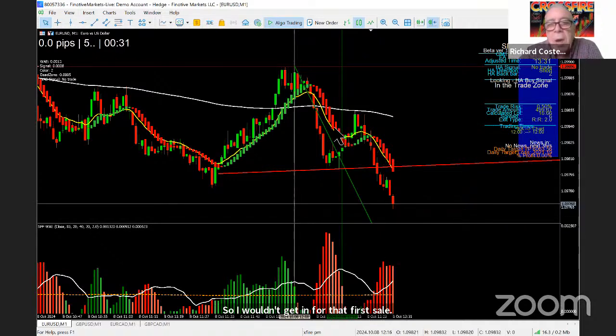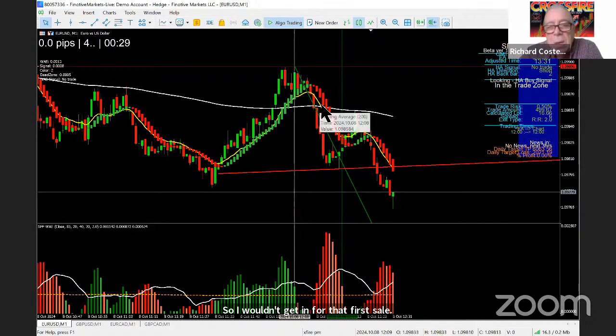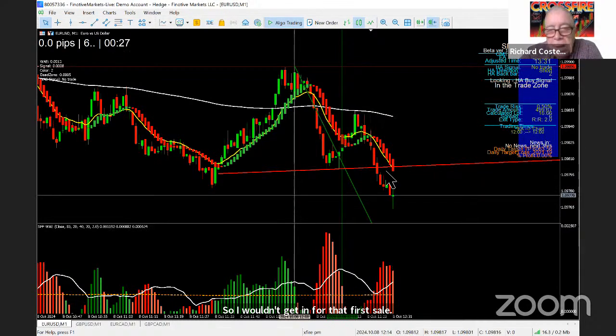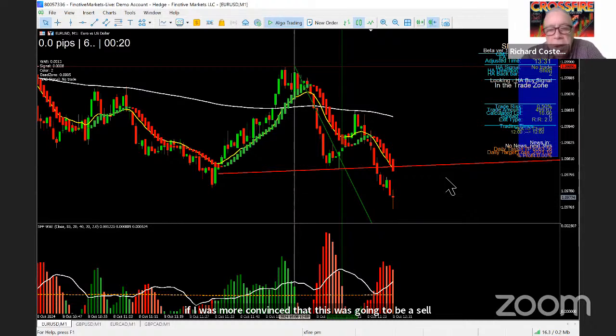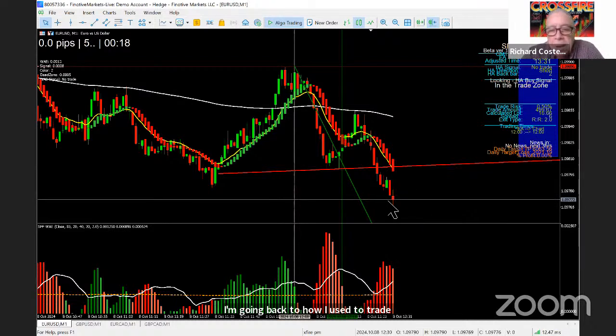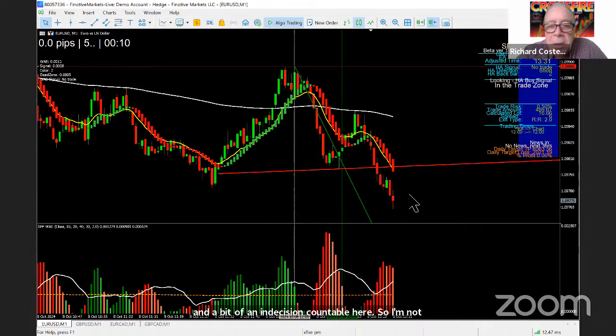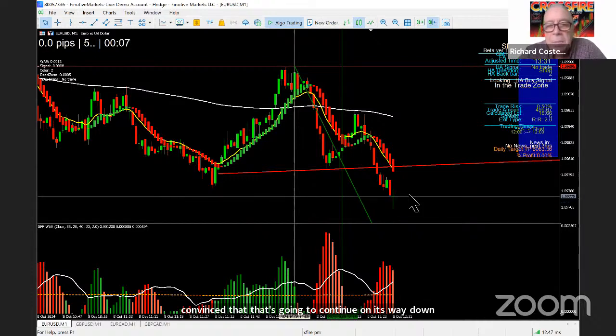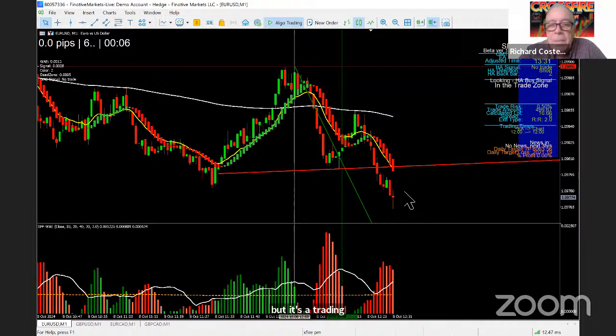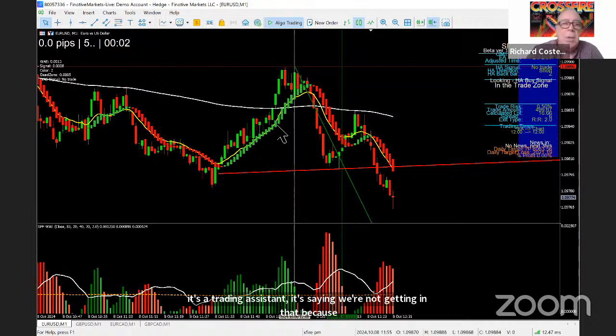I could override the crossover if I was more convinced that this was going to be a sell. I'm going back to how I used to trade manually, and I'm seeing a long wick there and a long wick there, and a bit of an indecision candle here. So I'm not convinced that that's going to continue on its way down. But as a trading assistant, it's saying we're not getting in because we're still above the green trend line. So let's look at another pair.